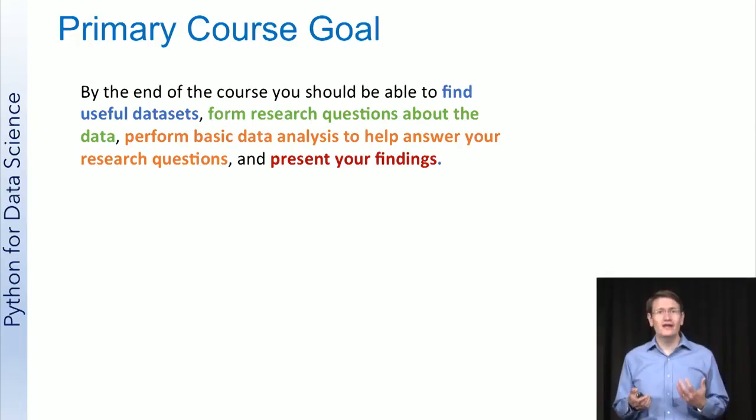Remember this slide? We showed it to you right at the start of the course. This was our goal for you by the end of the class. By the end of the course, you should be able to find useful data sets, form research questions about the data, perform basic data analysis to help answer your research questions, and present your findings. In this final project, you'll do this full process. Effectively, you'll create a Jupyter Notebook from scratch and perform a data analysis on a data set of your choice. I'm going to go over the project at a high level next, but please be sure to read the project description and grading rubric carefully before you get started.